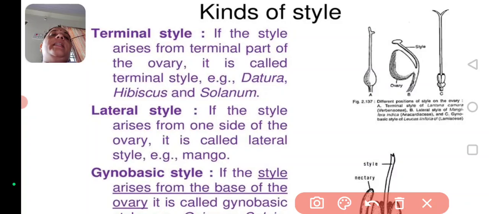Next one is lateral style. The name indicates that the style arises from one side of the ovary. It is called lateral style. Example is mango. This is the ovary, and these are the lateral parts. This is the style and this is the stigma. This is seen in the mango.